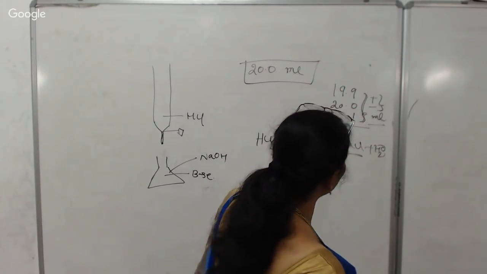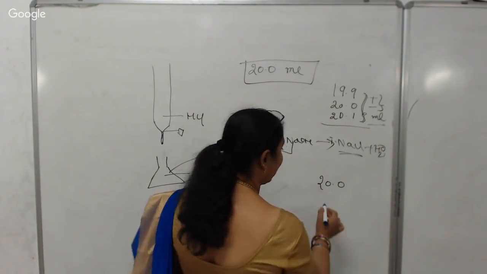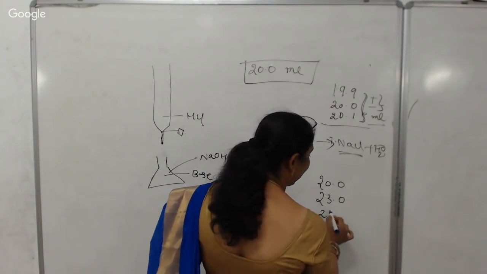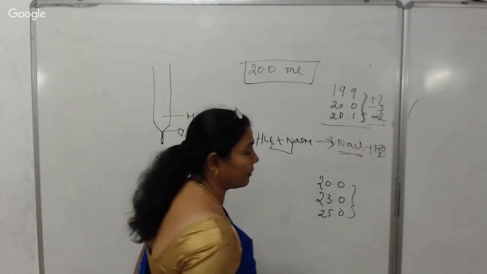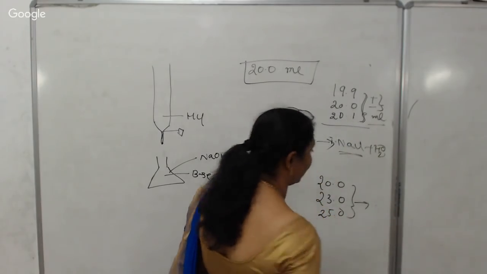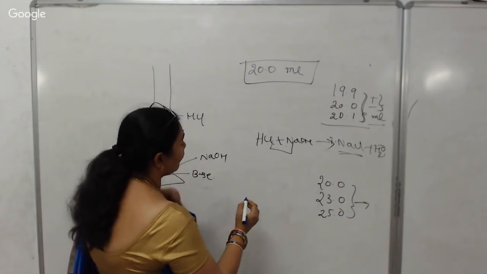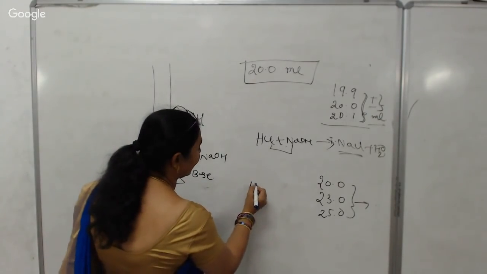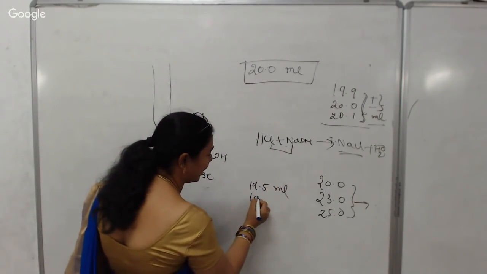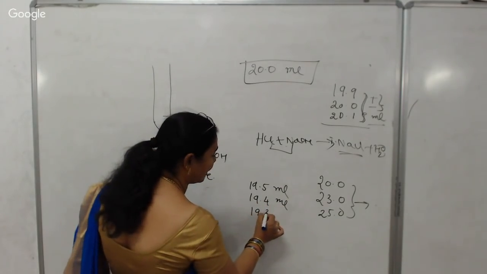Okay. Suppose another student, first time he got exactly 20 ml, but next time he got 23 ml, and next time he got 25 ml as the titration value. So this student is not getting any accurate value. Then what is a precision? Precision means, for example, one student got 19.5 ml. Next titration he got 19.4 ml. Another time he got 19.3 ml.